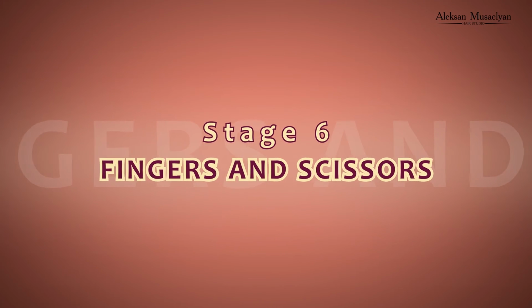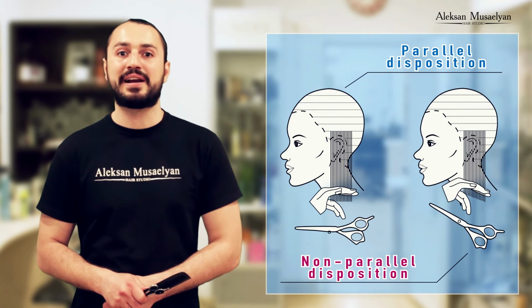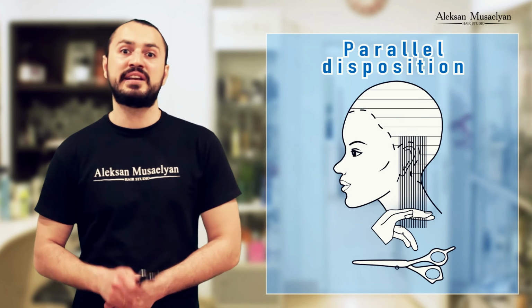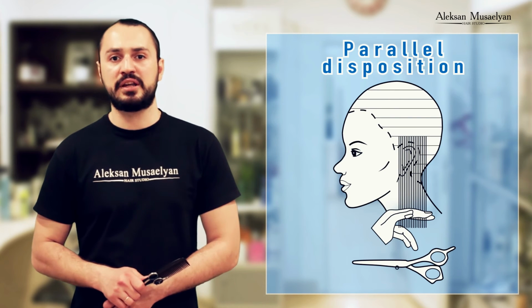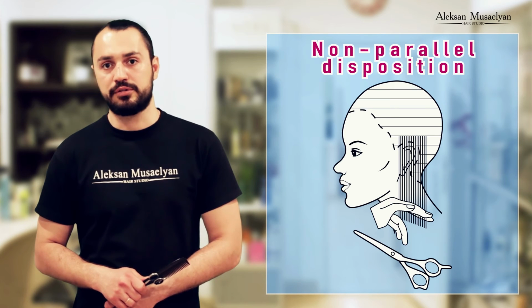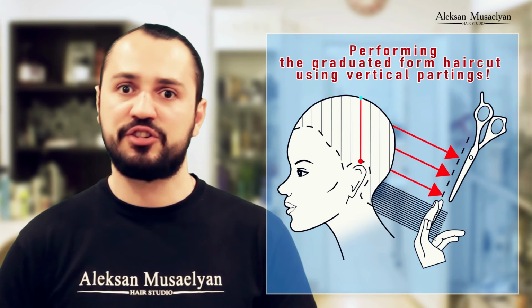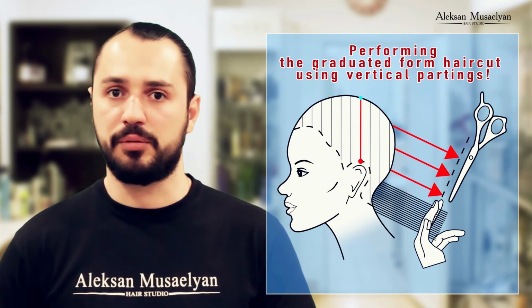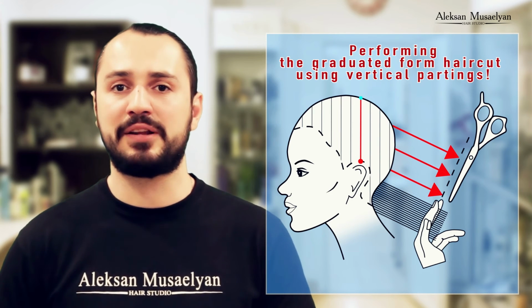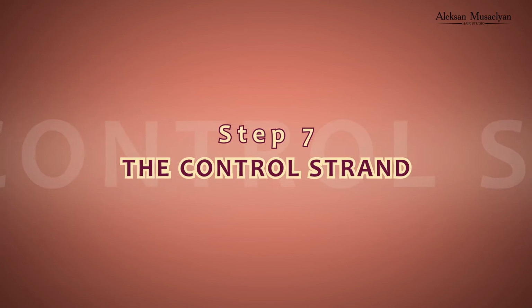6. Overlapping of fingers and scissors. In most cases, fingers and scissors are disposed in parallel or not in parallel relative to the parting. The parallel disposition helps to achieve the clear lines in the form, and the non-parallel to keep the hair length. But there are exceptions. Fingers are located along the bias line when performing the graduated form haircut using vertical partings. When working with a unified form, the location of fingers may be parallel to the head, but not the parting.